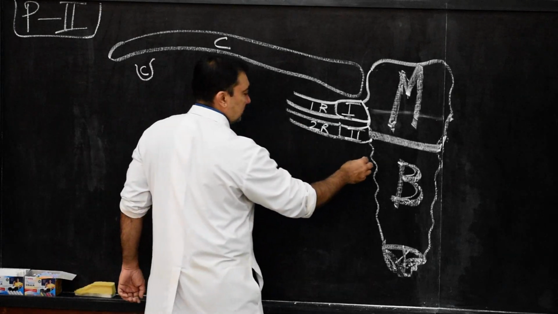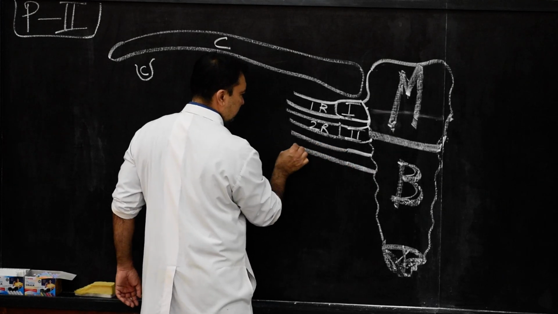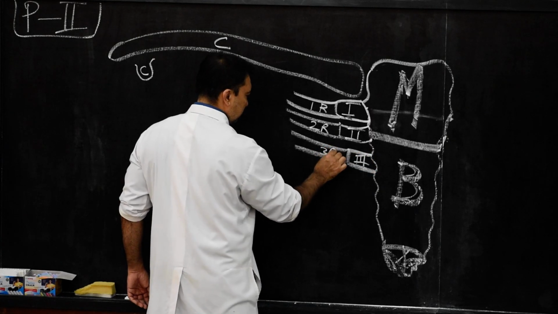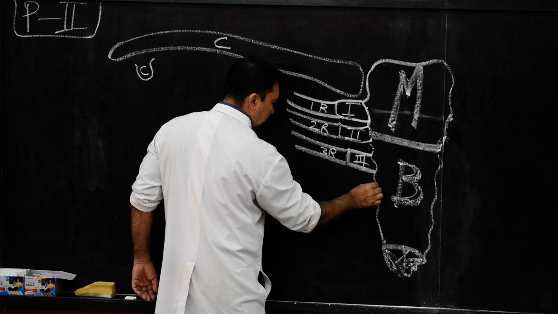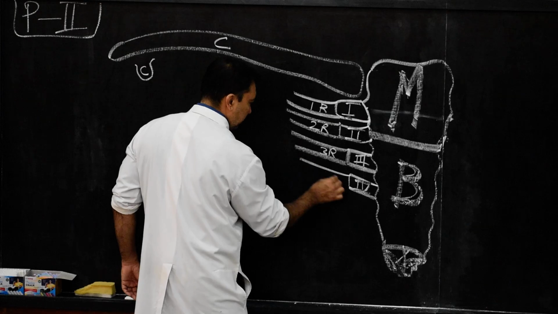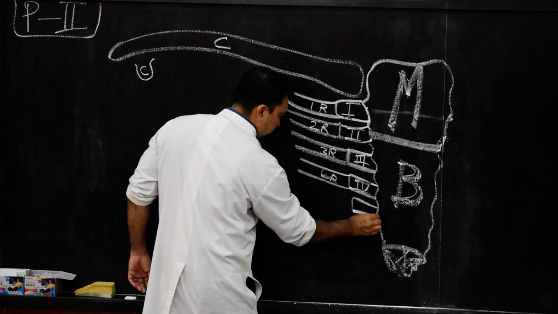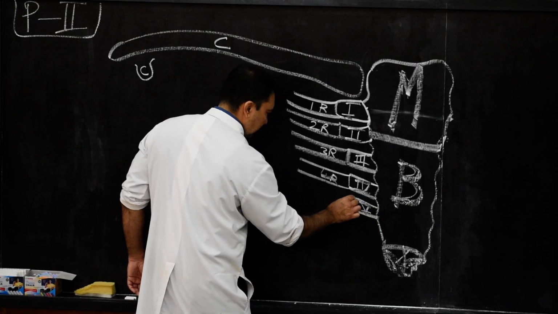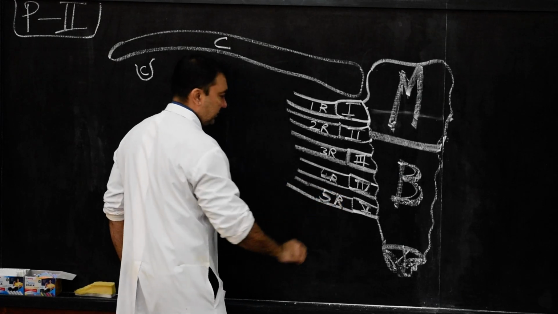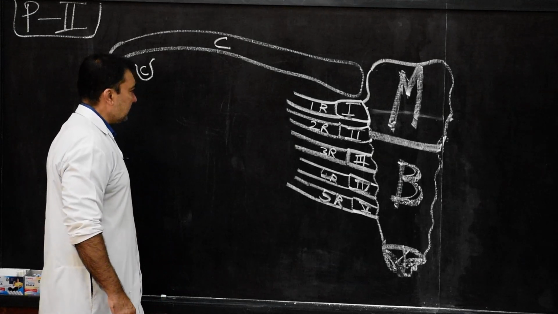Then we are going to show three more costal cartilages and their ribs. So this will be the third costal cartilage and third rib, then the fourth costal cartilage and fourth rib, then the fifth costal cartilage and the fifth rib. This much we need to draw as the line diagram.